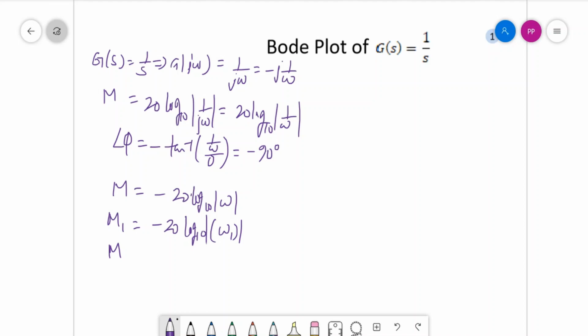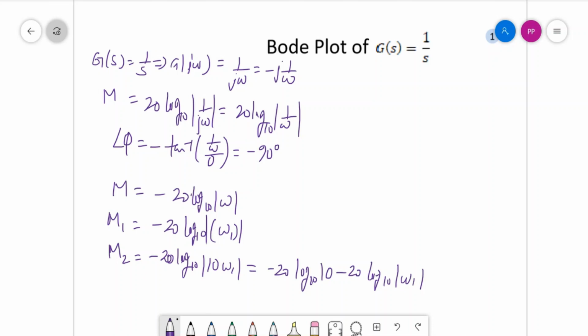At the next decade, we will see that M2 equals minus 20 log base 10 of 10 omega 1, right? So this is nothing but equal to minus 20 log base 10 of 10, then minus 20 log base 10 modulus of omega 1. As you know, log of a into b equals log a plus log b. So accordingly we have taken 10 and omega 1 separately.